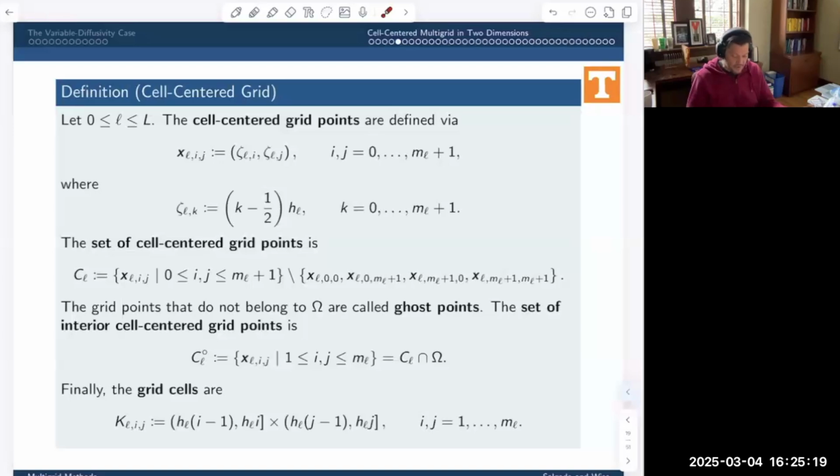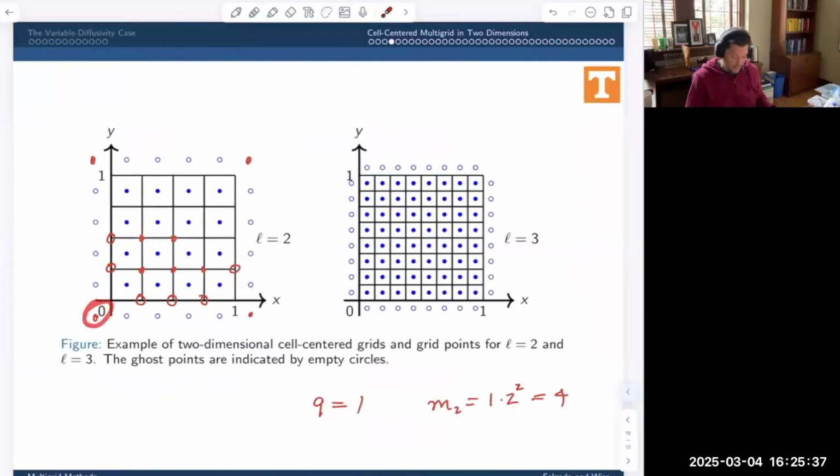The set of all cell-centered grid points that I want to look at are all the grid points that I just defined, except I'm going to exclude those corner grid points. So these are the 4 excluded grid points that I talked about here, here, here, and here. All right, so no matter what level of grid you're at, you're always going to be excluding 4 of those points. Now remember what we called these points which sit outside the domain of interest. Those are called ghost cells.